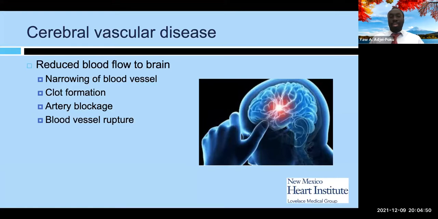So typically when someone has cerebral vascular disease, they may have blockages in the blood vessel supply in their brain, and or either narrowing of the blood vessel. It could be a clot that forms, it could be a blockage in the artery, or it could be a blood vessel that has ruptured suddenly, causing bleeding in the surrounding tissue.